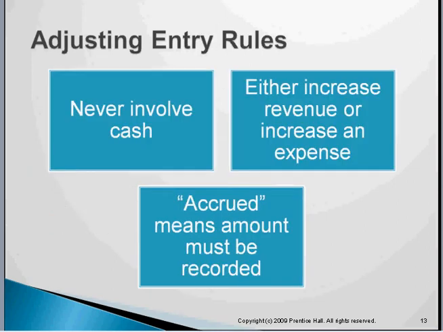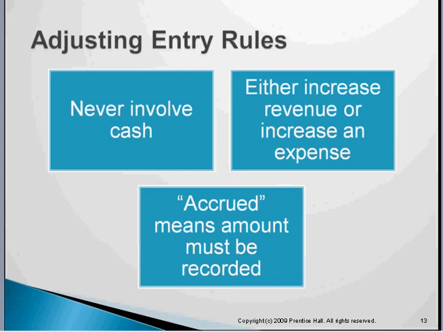Adjusting entry rules. Number 1, it never, ever involves cash. Number 1 rule: you will never have an adjusting entry to adjust cash. Number 2, an adjusting entry either increases a revenue or increases an expense. So all adjusting entries will affect either a revenue or an expense.